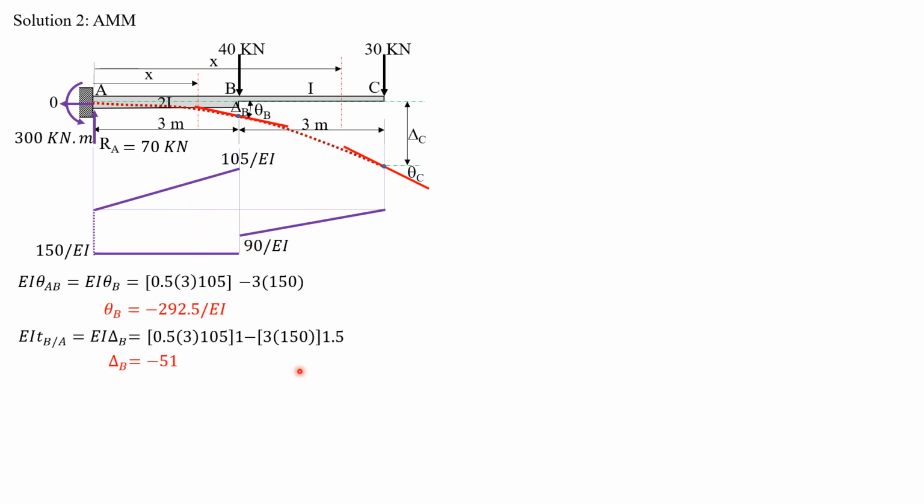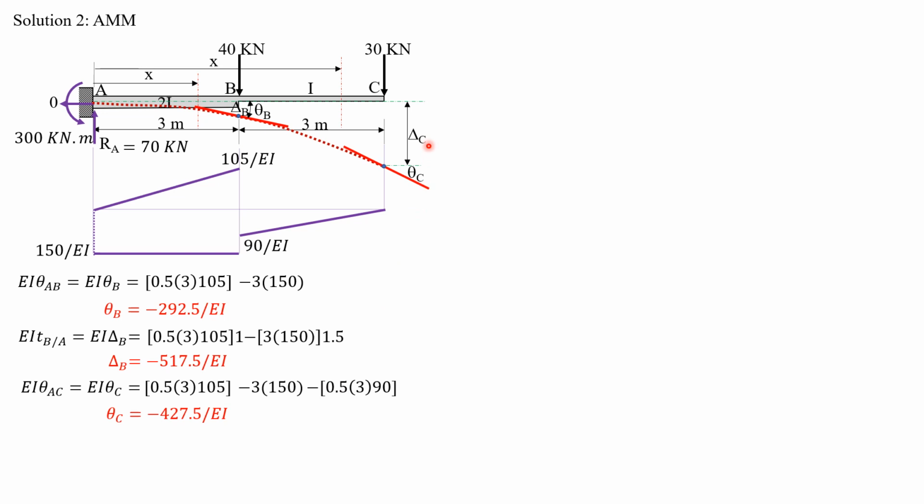Half of 3 is 1.5. So delta B is equal to negative 517.5 over EI, just like before. Then considering A to C, EI theta AC is automatically EI theta C. Then it is equal to supposedly negative 292.5, or if we go back to computing areas, quantity 0.5 times 3 times 105 minus 3 times 150, then you will just add this negative area, minus 1/2 times 3 times 90. So theta C is equal to negative 427.5 over EI.